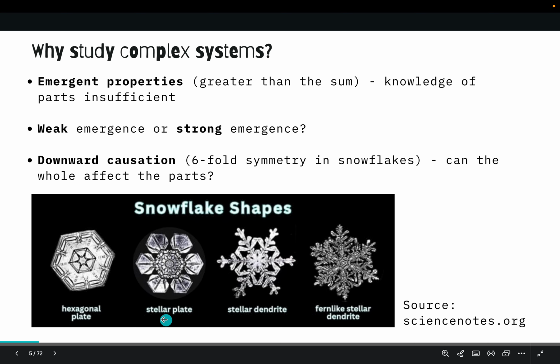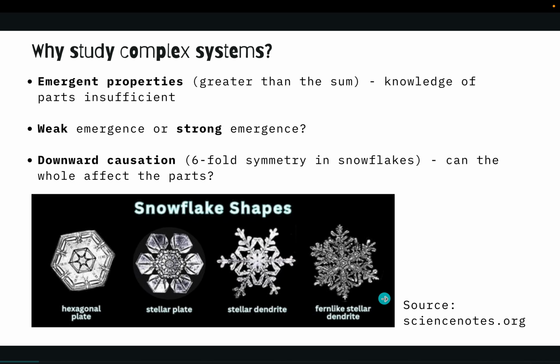This is the hexagonal plate shape. This is stellar plate. This is stellar dendrite. This is fern-like stellar dendrite. I think this is the most popular one. But these are all basically snowflakes, and you see they all have a six-fold symmetry.